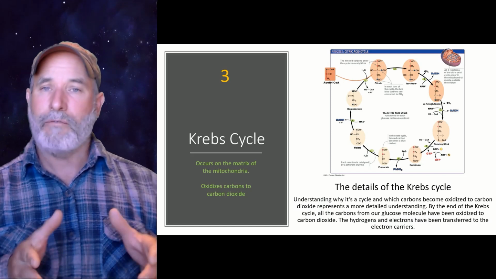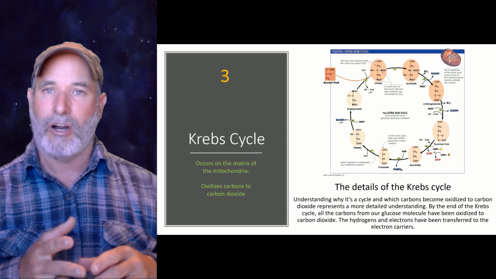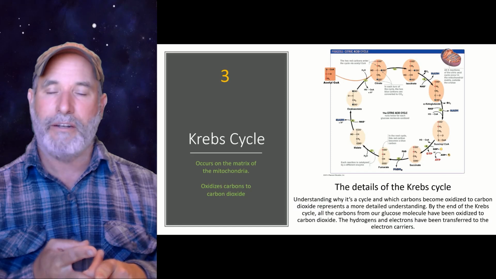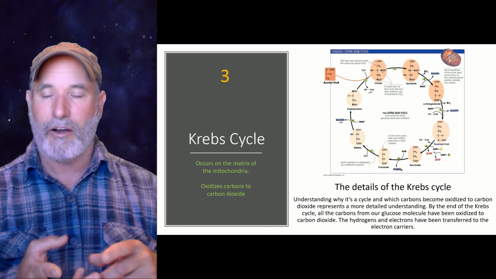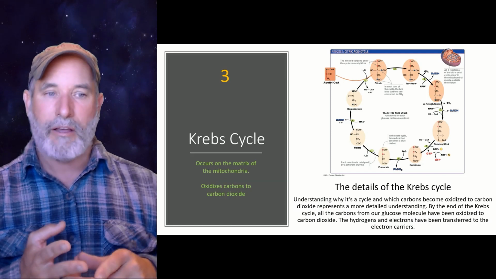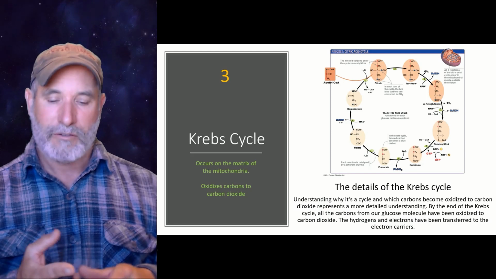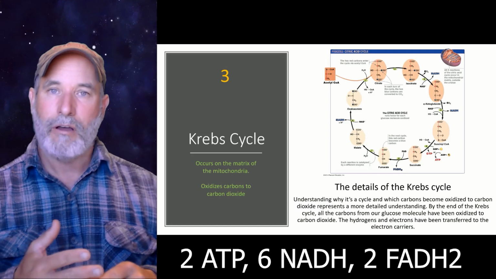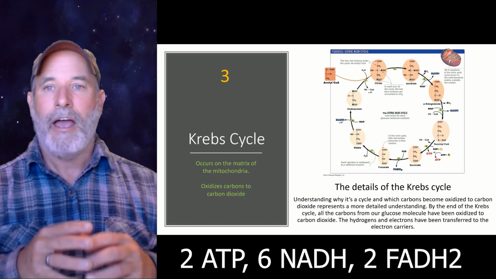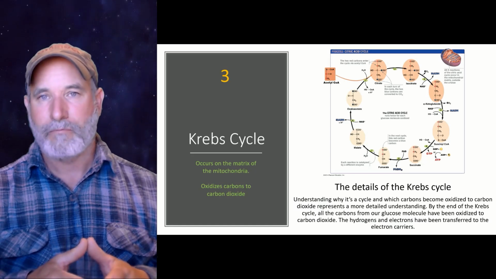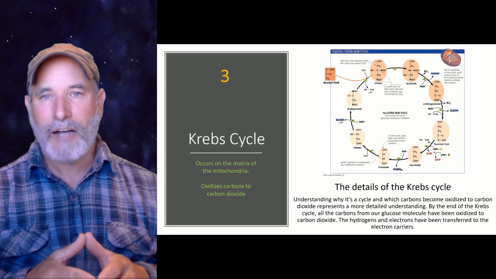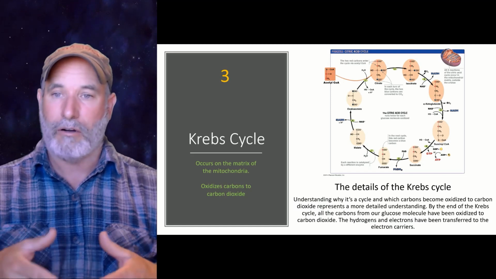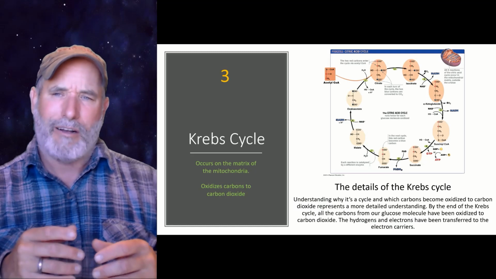And then for each one of those acetyl coenzyme A, we're going to get 2 carbons. That'll make a molecule of ATP. It'll make a molecule of FADH2, which is our other electron carrier. And then it will also make 3 NADHs. So for a total of 2 ATPs, 2 FADH2s, and 6 NADHs. And by the end of the Krebs cycle, all of the carbon has been oxidized to carbon dioxide. And so our glucose molecules, they're oxidized. They're gone.